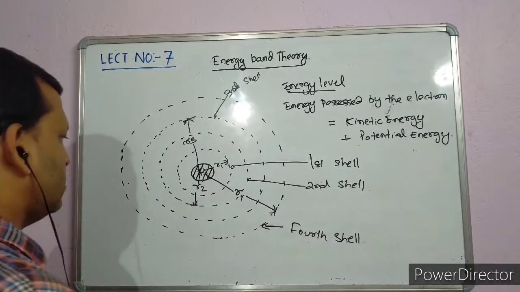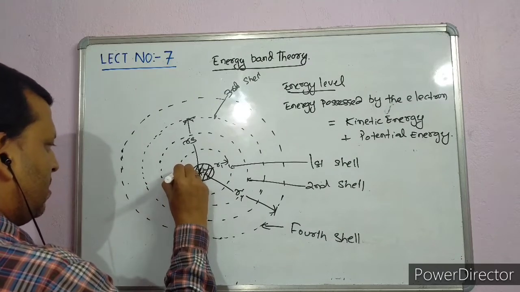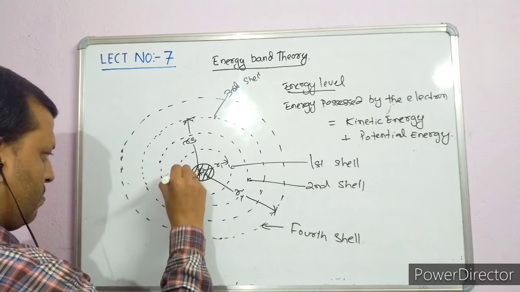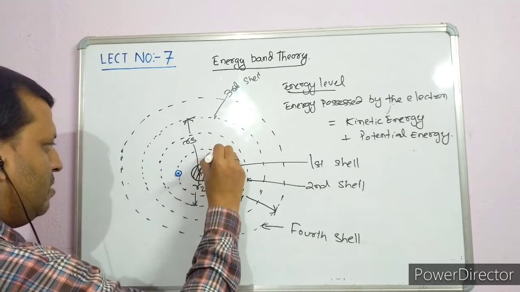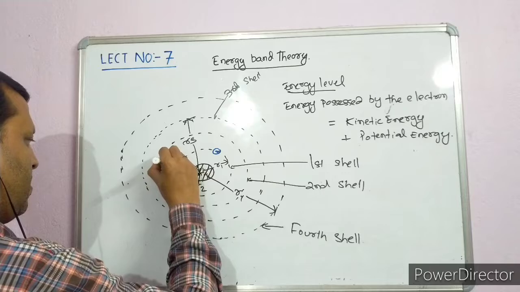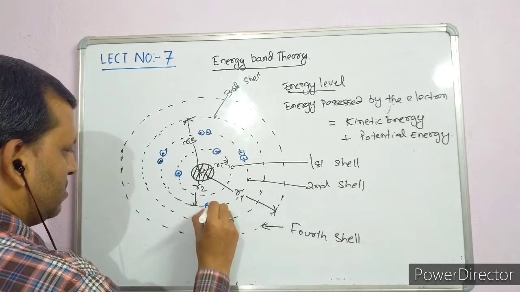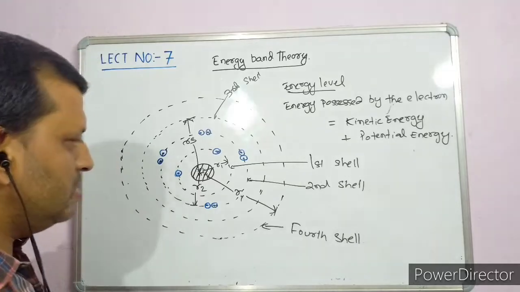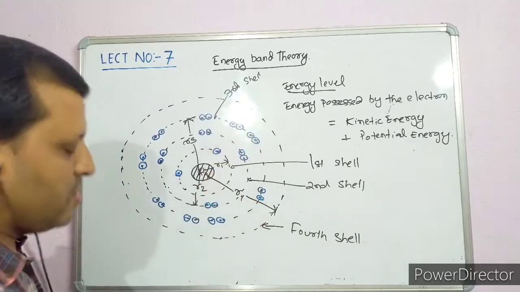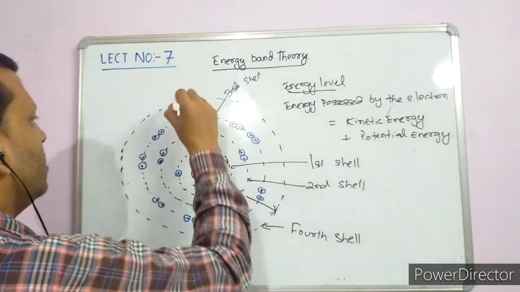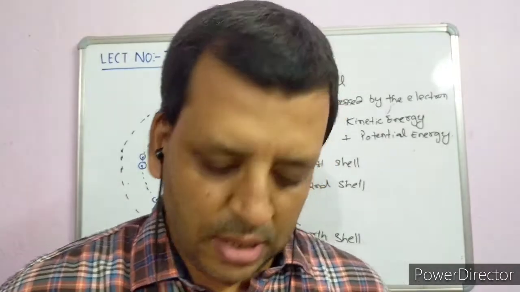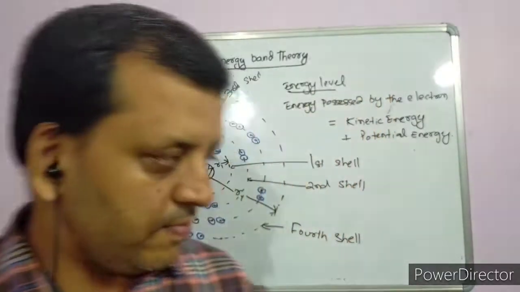Let us assume these are the electrons revolving in the first cell. These are the electrons which are revolving in the second cell. These are the electrons which are revolving in the third cell. Let us say these are the electrons which are revolving in the fourth cell. So let us come back to our theory.